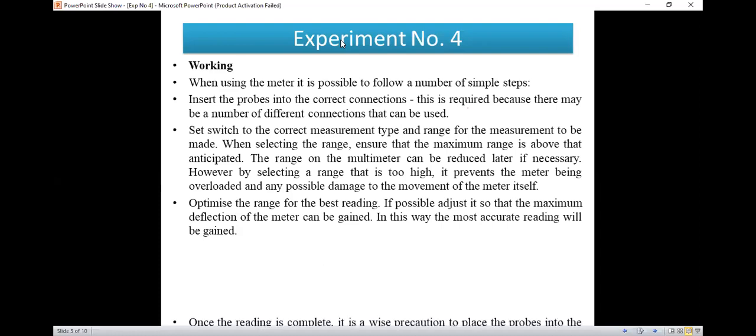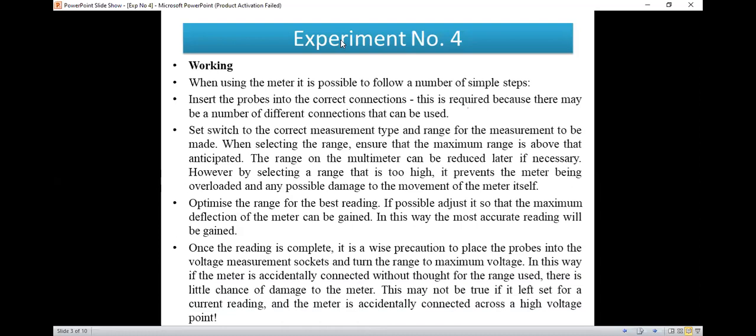Okay, now once the reading is complete, it is a wise precaution to place the probes into the voltage measurement sockets and turn the range to the maximum voltage. So in this way, if the meter is accidentally connected without thought for the range used, there is little chance of damage.